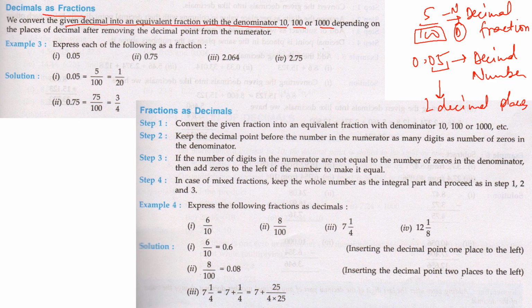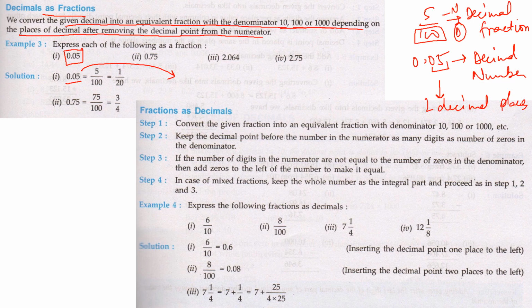so how are we going to convert? We convert the given decimal into the equivalent fraction with denominator 10, 100 or 1000 depending on the places of decimal after removing the decimal point from the numerator. So a decimal number is given to you. They are asking you to write it as a fraction. So first you will write the number, that is 0.05. Now what will you do?